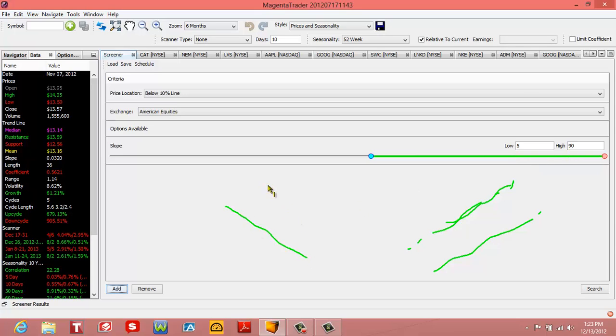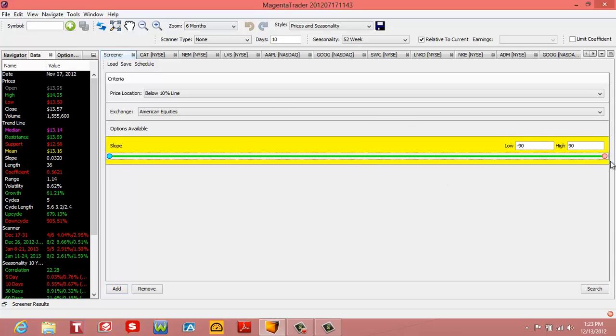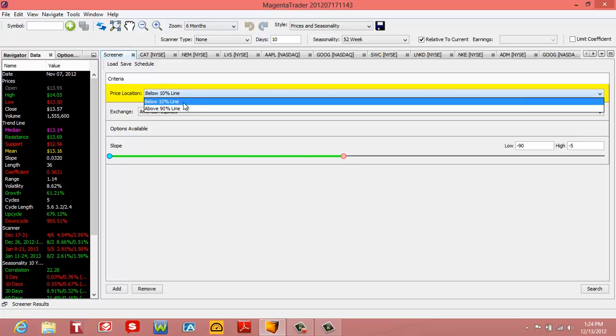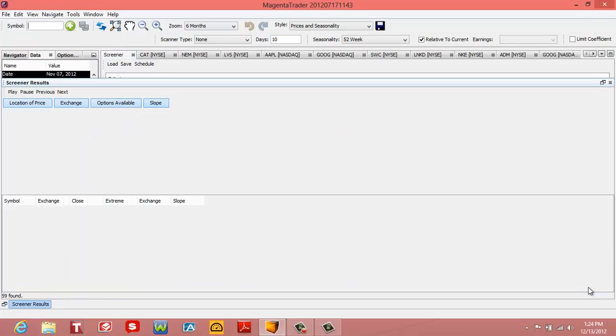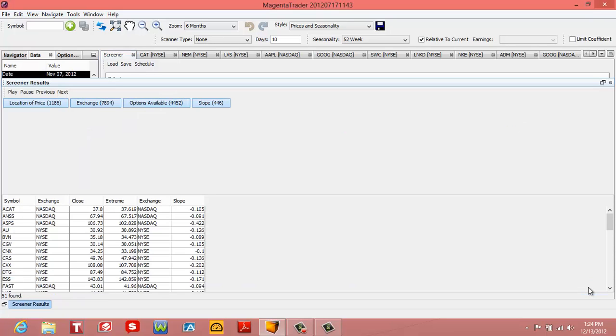If we want to see these sloping downwards, then all we would have to do is move this little bar to -90, and then this bar to -5, and we would find stocks that are sloping downwards. Now we would also probably want to change the price location to find them when they're above the channel, because this would be the 10% channel and this would be the 90% channel. So if we find a stock that is sloping down and it's above the 90%, that could be a good put option. So let's change this to 90, in the US market, that have options available with a downward sloping stock, to find some puts.